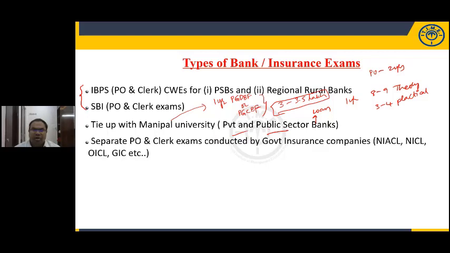Then we also have separate PO and clerk exams by government insurance companies like NIACL, NICL, OICL, GIC, General Insurance Company, etc. Right? So we have these things also. So separate exams for the insurance sector. I'm not talking about private insurance companies. I'm talking about the public sector, that is government insurance companies, National Insurance Company, Oriental Insurance Company, General Insurance Company, etc. Right? So this is about types of exams.